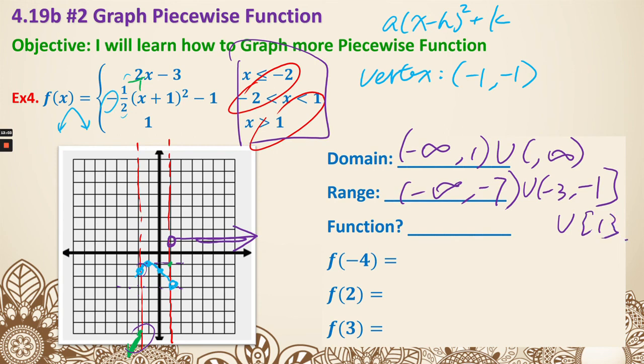Is it a function or not? It is a function. F of -6 is going to be using the first equation, so 2 times -6 minus 3 is going to be -15. F of 2 is in the last equation, so 1. And f of 3 is also in the last equation, or in other words, inequality. That is also going to be 1. That is example 4, and that is everything for 4.19b. Thank you.